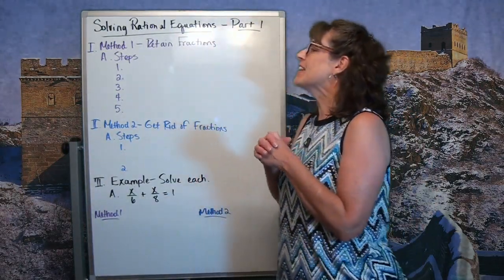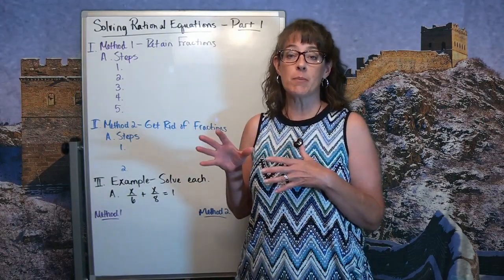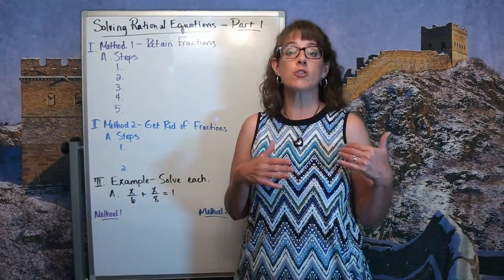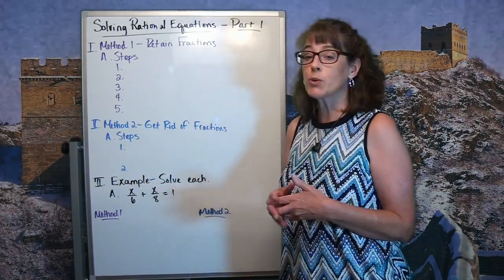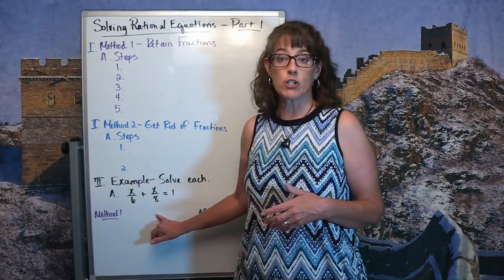It's okay. Anyways, solving rational equations. We're going to do this in two parts. We're going to take a look at the basic type of solving rational equations here in part one, and then we're going to stretch that in part two into solving rational equations where we have a variable in the denominator. The examples that we're going to look at in this video are not going to have any variables in the denominator, as you can see.